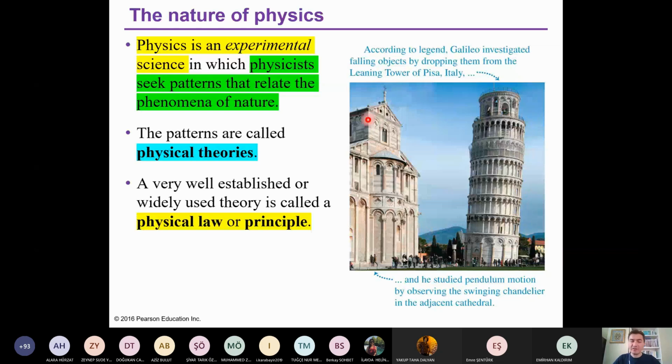In addition to that, within that church, that cathedral, let's say, there is a swinging chandelier. Swinging chandelier means sallanan avize within that church, and he studied pendulum motion. What is pendulum? Pendulum is sarkaç. You can consider like this. This is pendulum motion. He did experiments, and then he put some theories to explain that experiment. But in order to have physical law or principle, these theories must be very well established and must be widely used.